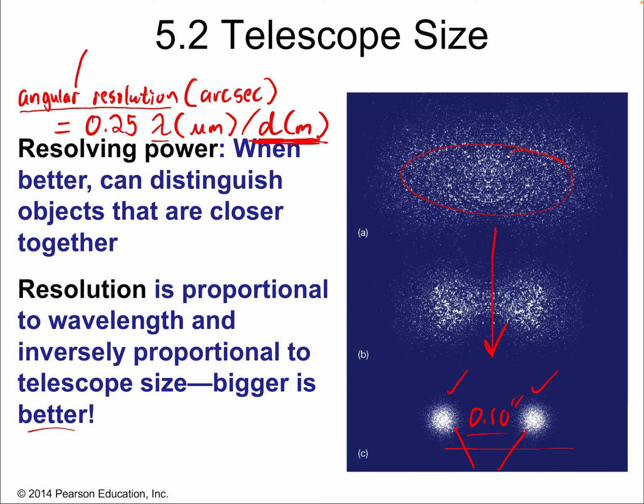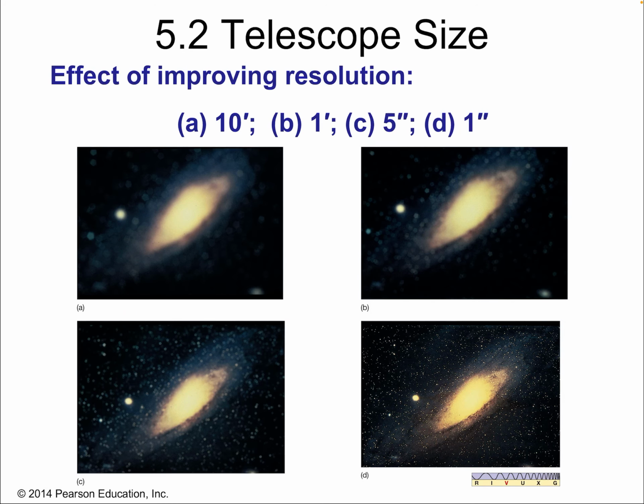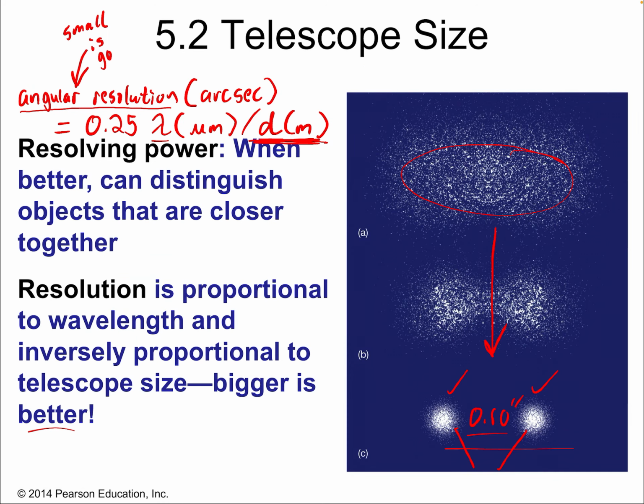So again, small is good for angular resolution, which means the diameter is big or should be big. Okay, hopefully that idea makes sense. You want angular resolution to be small, thus you want the diameter of the telescope to be large. Makes sense, okay? Now what about wavelength?